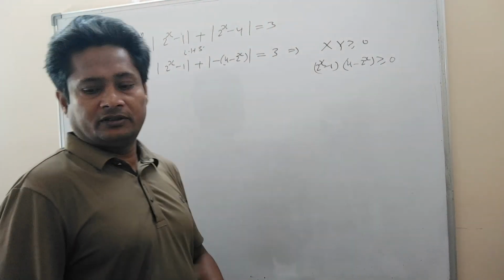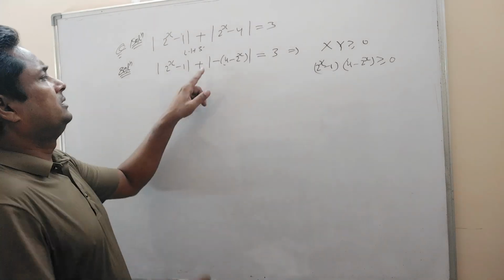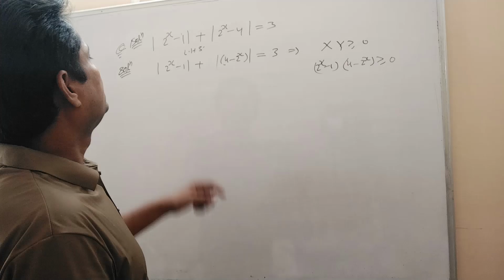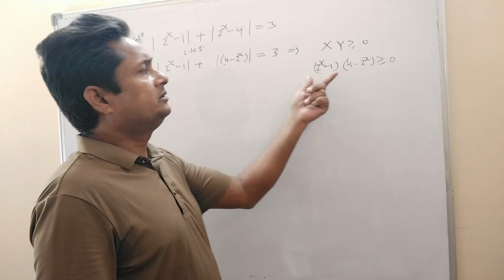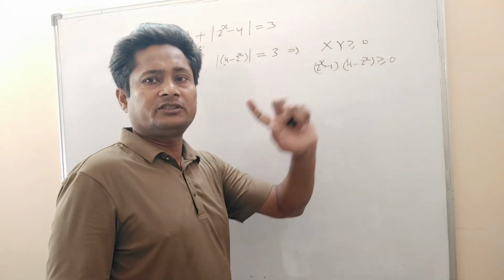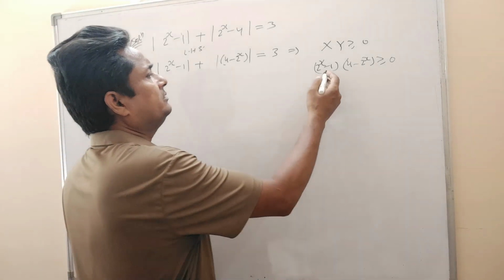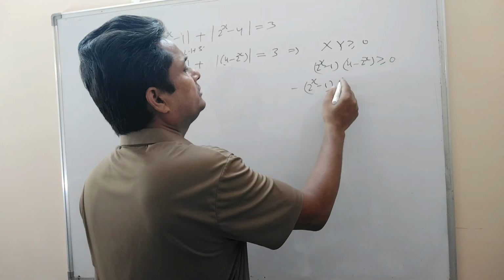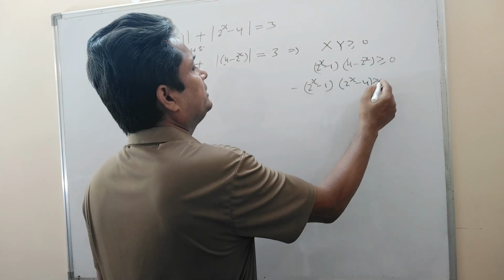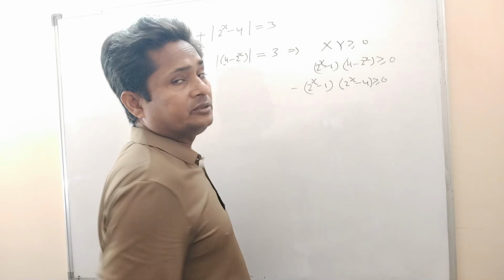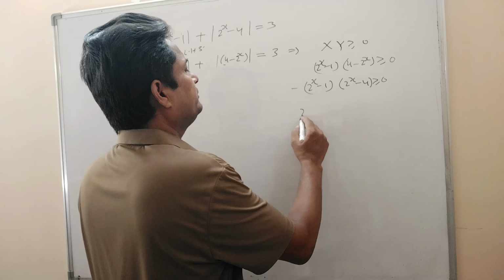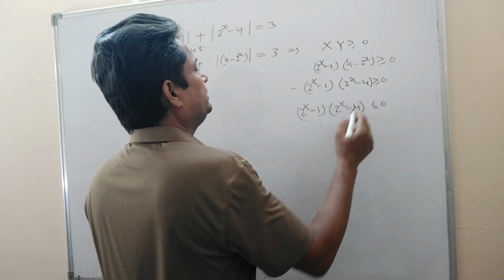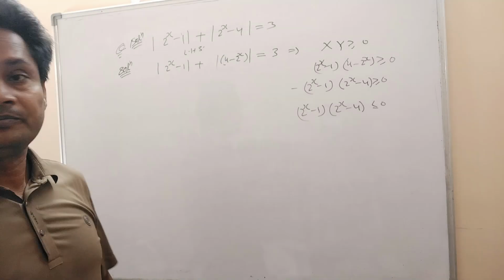Now simplify this one. Minus of x is basically mod of x. So this is capital X and this is capital Y. So capital X into capital Y must be greater than or equal to 0. Take the minus sign from here, so this will be 2 to the power x minus 4 greater than or equal to 0. Now multiply by the minus sign. This will be 2 to the power x minus 1 into 2 to the power x minus 4 less than or equal to 0.